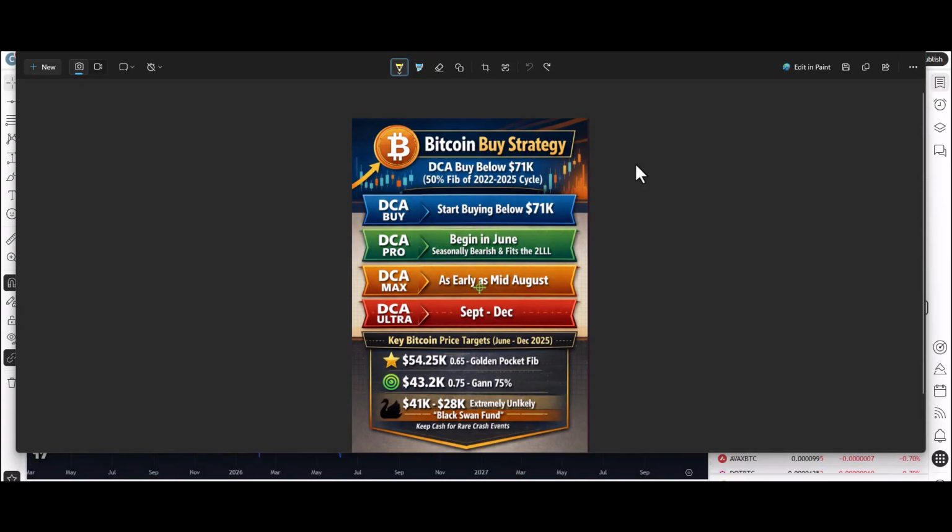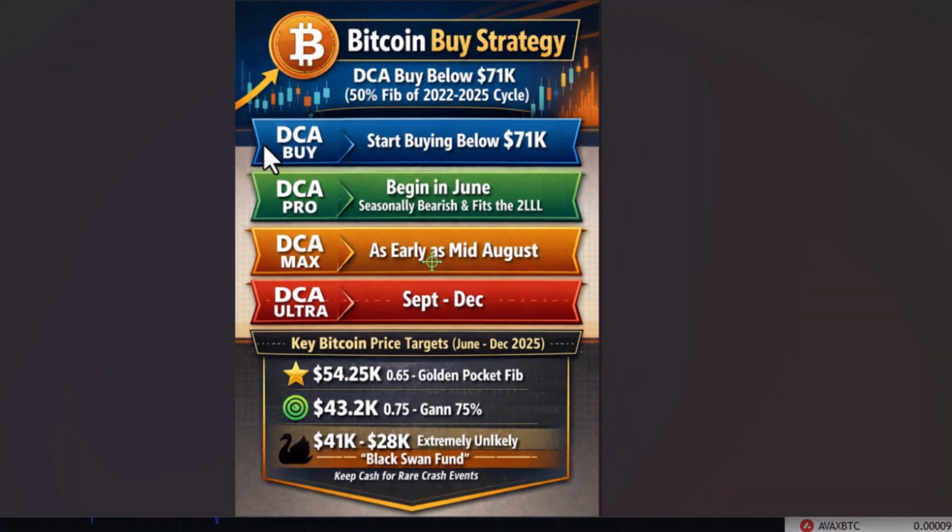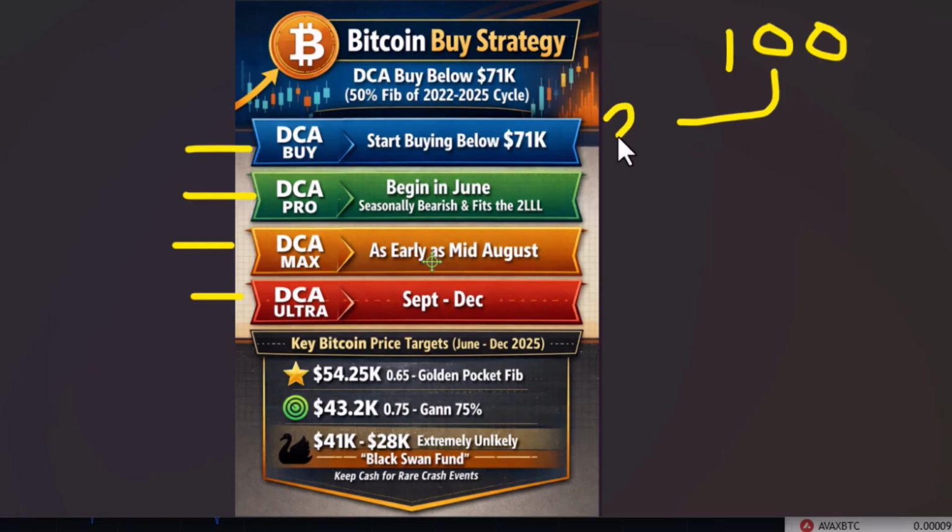So the strategy is a dollar cost average strategy. Each of these are individual sort of sections. We've got DCA Buy, DCA Pro, DCA Max, and DCA Ultra. Let me give you an example of how it works. Imagine you have $100 that you want to put into Bitcoin, okay? 20% of that $100, or $20, will start at this point. And the first section is when it's below 71K, okay?